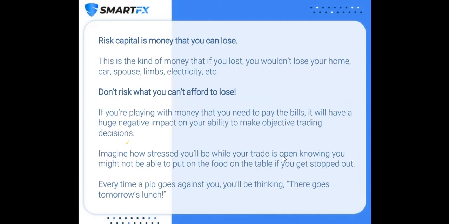Now, don't risk what you cannot afford to lose. If you are playing with money that you need to pay your bills, it will have a huge impact. Let's say you saved some money to pay your rent, and you put it in trading thinking, my rent is due next month, let me put it in the trading account, I will make money, I will get double the money and I will pay my rent.